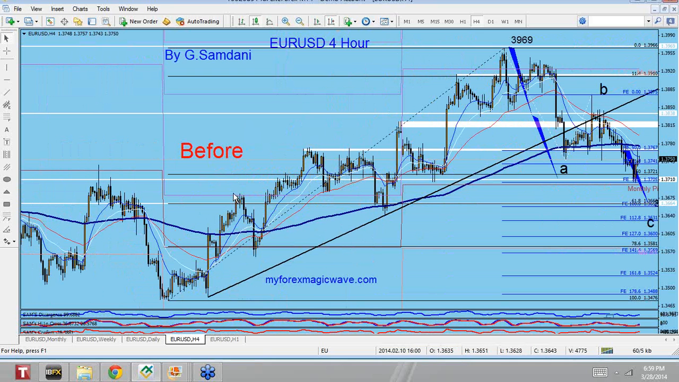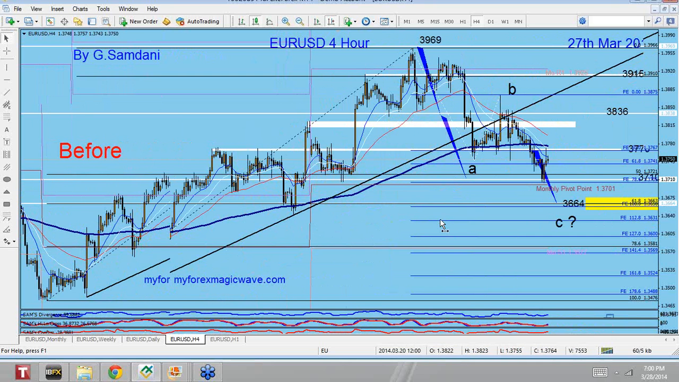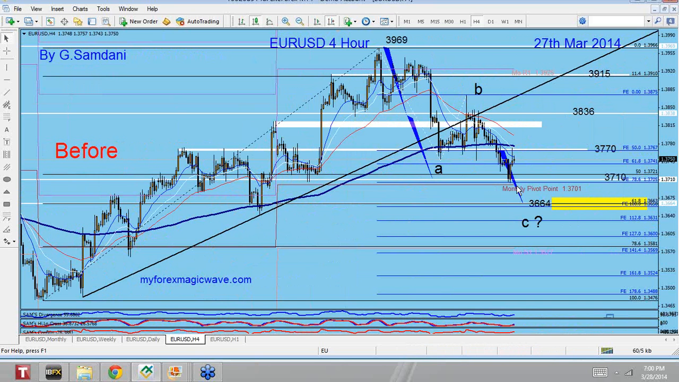I would say this is A, B, C. That makes A, then ABC is B, and C can have five waves in it, which we have: 1, 2, 3, 4, 5. So this is an ABC correction. Now we have 1, 2, 3, 4, 5 wave down, followed by probably, or maybe, a move down here. Wave 5 can be equal to wave 3, but cannot be bigger than wave 3. They are everywhere if you look.